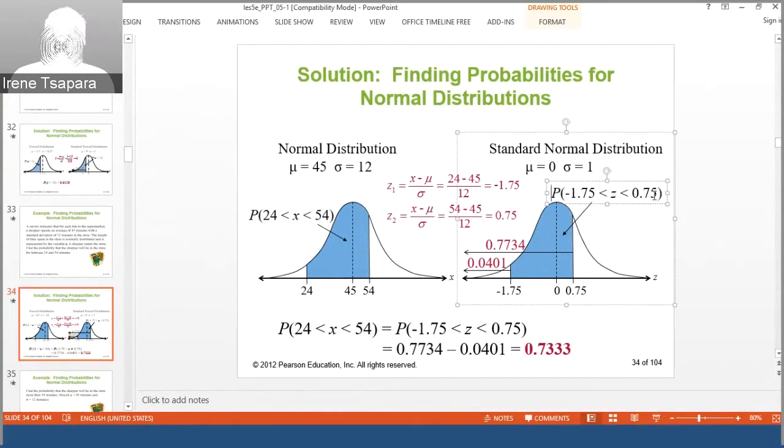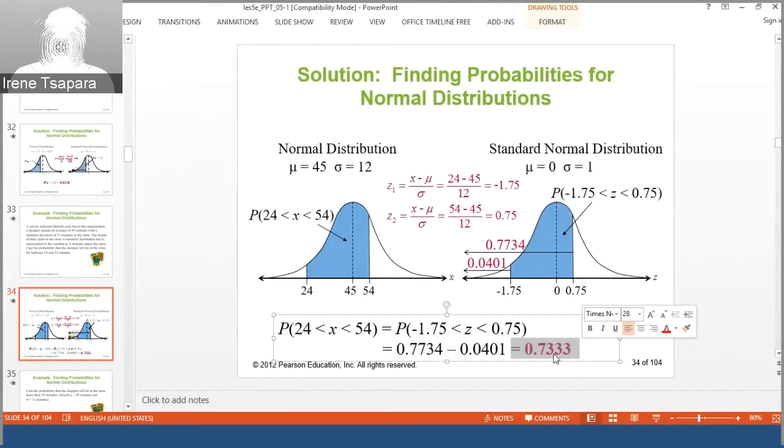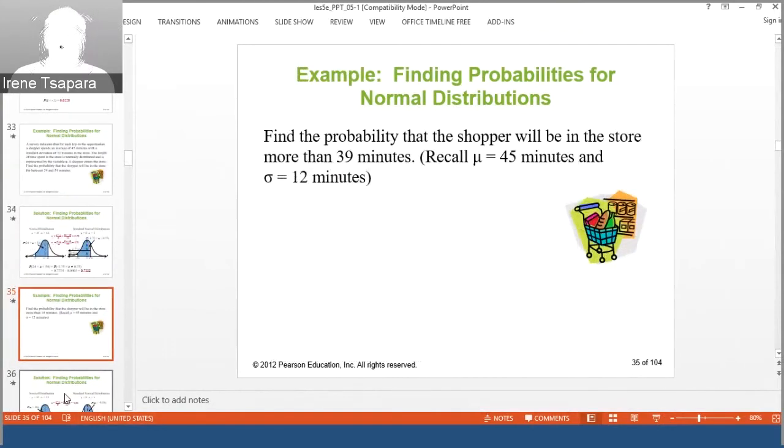Okay, again I need to go to the z-score table, find the probability for the z to be less than 0.75, find the probability for the z to be less than -1.75, and then subtract those 2 probabilities right here to get 0.7333. So there is a chance of 73% that a person stays in the store between 24 and 54 minutes. So in this way, actually, we calculate the probabilities.